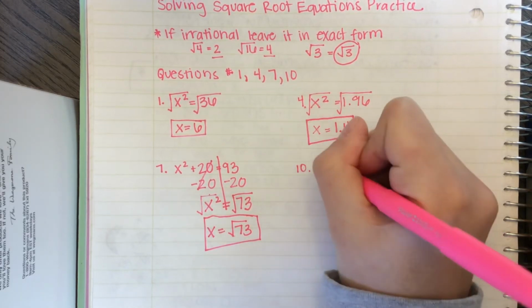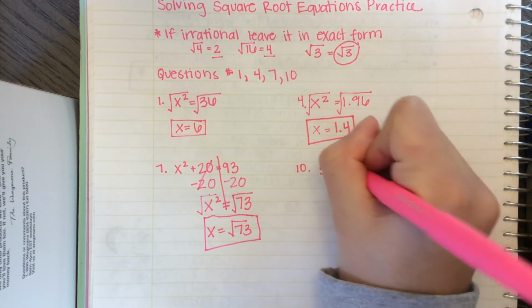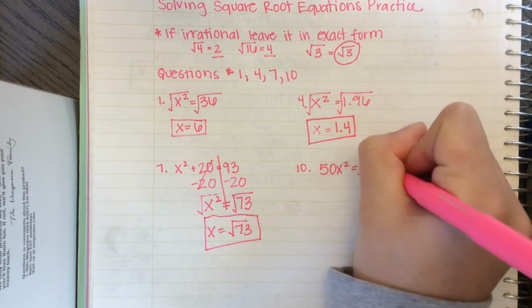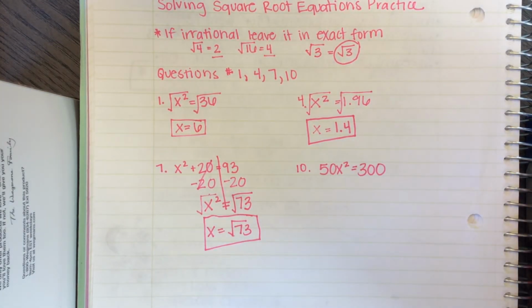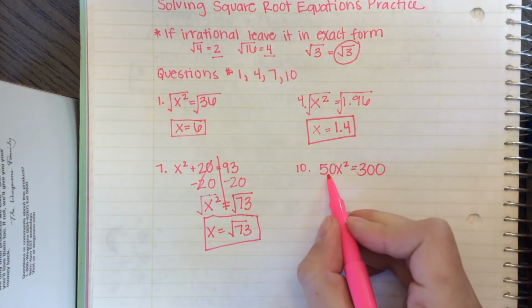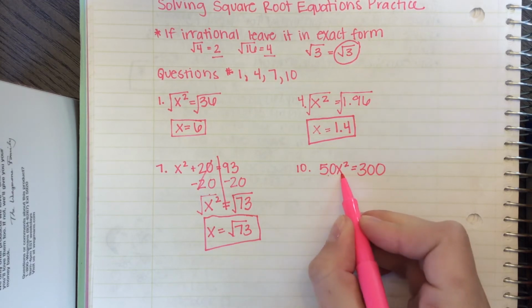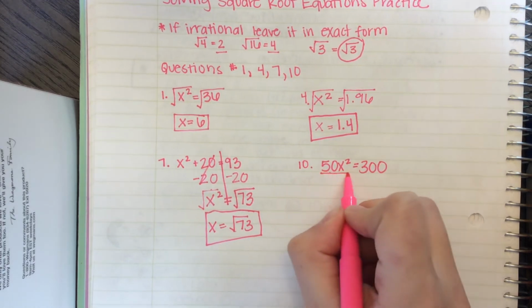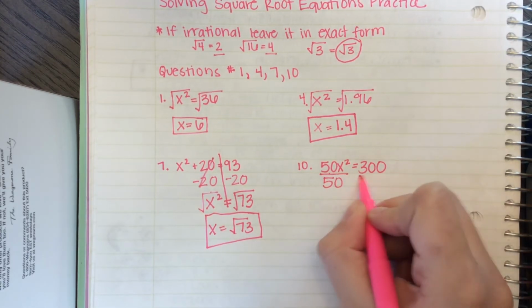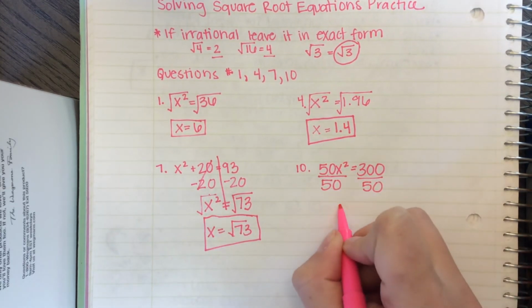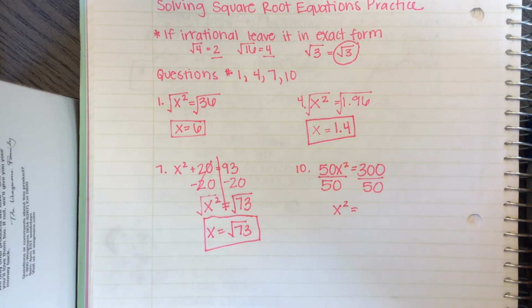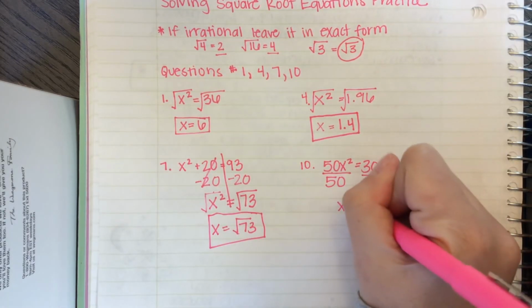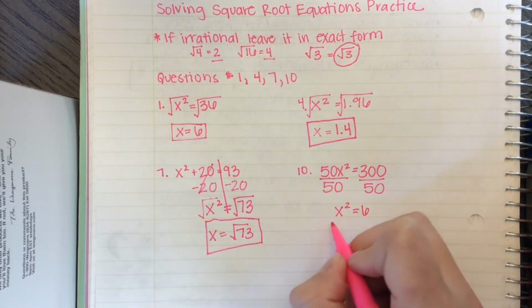And finally, the last one I'm going to talk about is number 10 on this list. Number 10 says 50x squared equals 300. The first thing I'm going to do, you see how that 50 is attached to the x squared? They're being multiplied together. So to get rid of that 50, I got to divide by 50 on both sides. When I do that, I get x squared, which is a good sign. And then I can do 300 divided by 50. I get 6.